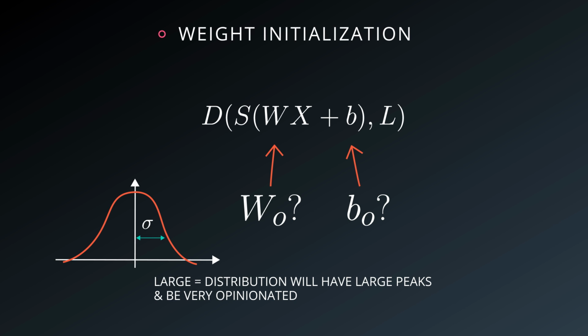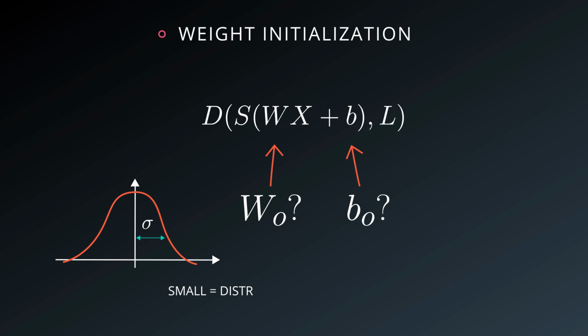A large sigma means that your distribution will have large peaks. It's going to be very opinionated. A small sigma means that your distribution is very uncertain about things. It's usually better to begin with an uncertain distribution and let the optimization become more confident as the training progresses. So use a small sigma to begin with.